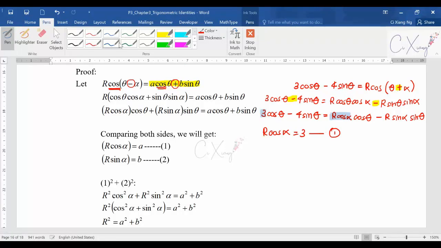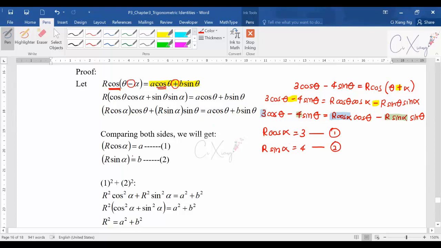After that, what do I have? If you compare again for the sine theta term, you will see that negative 4 is actually similar with r sine alpha. Sine theta is sine theta, right? So r sine alpha, if you compare, will equal 4. That's why you should have r sine alpha equals 4. So you have two equations here, and you can solve them simultaneously to get the answer. So how to solve it simultaneously?